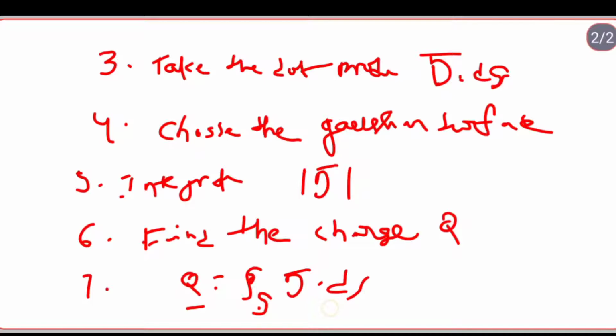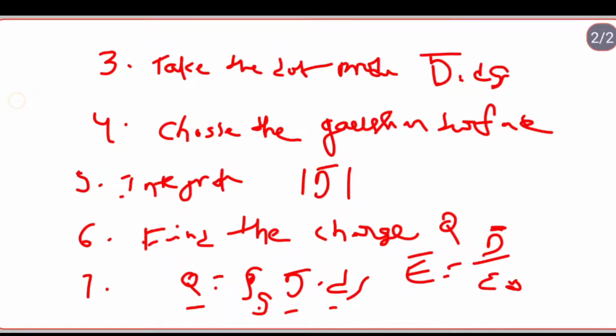If you know Q and you know dS, then you can calculate D bar easily. Now we can determine D bar from this equation. After that, if you want to calculate E bar, the relation between D and E is E equals D by epsilon naught. Using this, from D bar you can calculate E bar. These are the various steps required to find D bar and E bar using Gauss law.